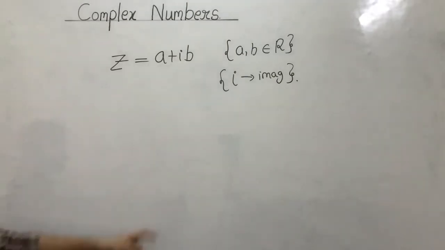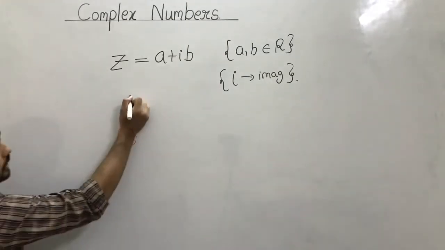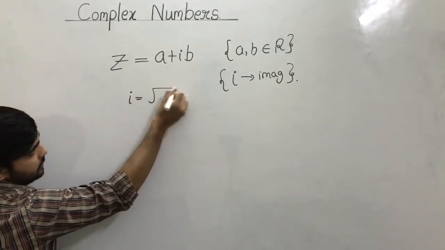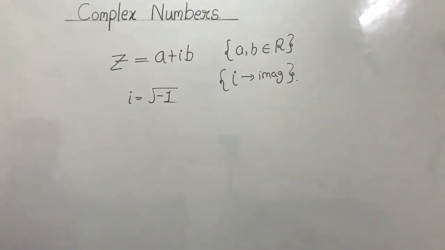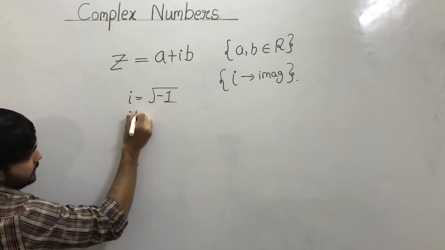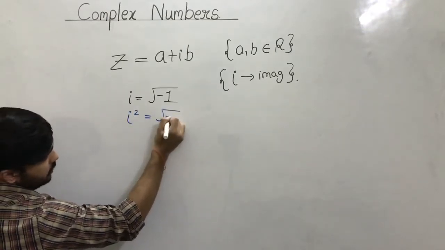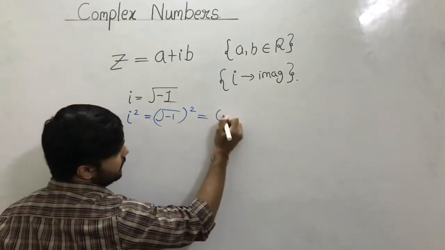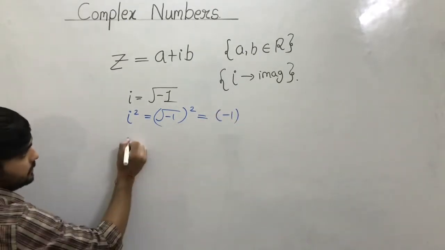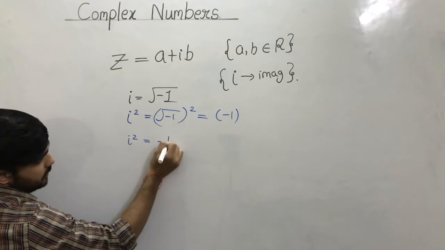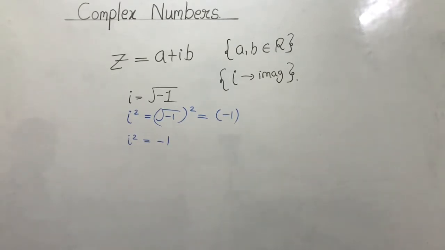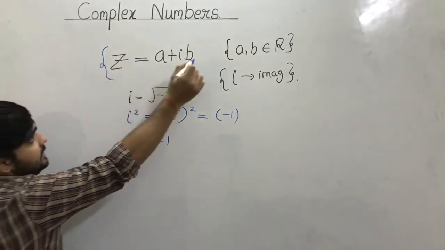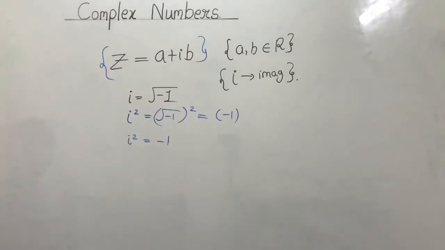In this, the value of i is nothing but root of minus 1. So if i is root of minus 1, then can we say i square is equal to root of minus 1 square, and root of minus 1 square is nothing but minus 1 itself. So we can say i square is equal to minus 1. Hence we can say this is a complex number.